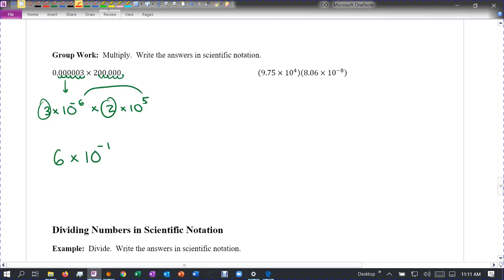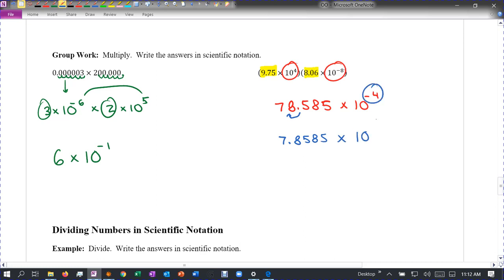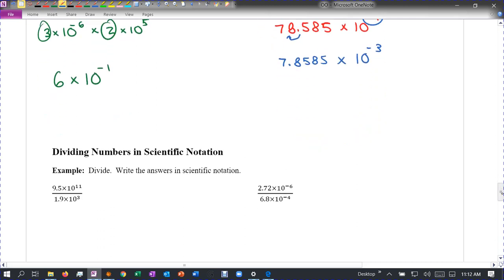Okay, next one. This can be a little easier. I'm just going to multiply these on my calculator. Well, this might not be so easy. 9.75 times 8.06. That gives me 78.585. And then we're going to do these two together. We add the exponents. We put times 10 to the negative 4. But again, remember, we need to move this decimal place 1 to the left. And that means we're going to add 1 to this number, and adding 1 to that gives me negative 3. Okay, so that's multiplying numbers in scientific notation.